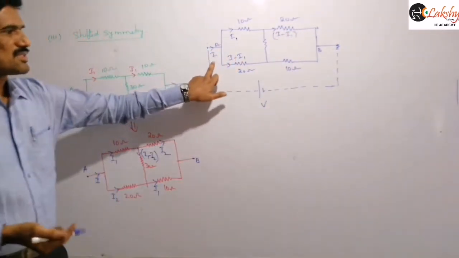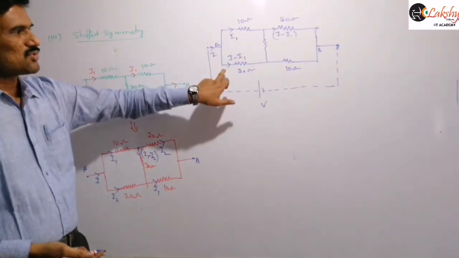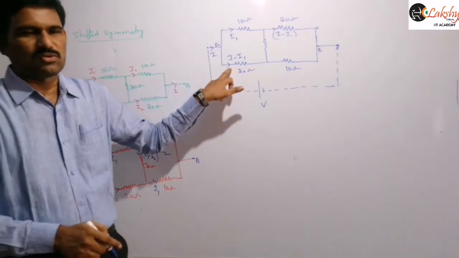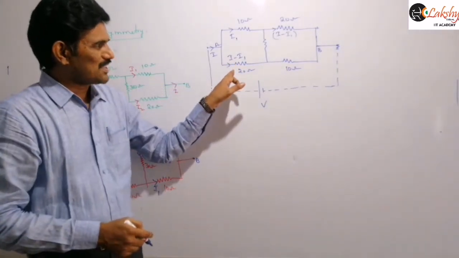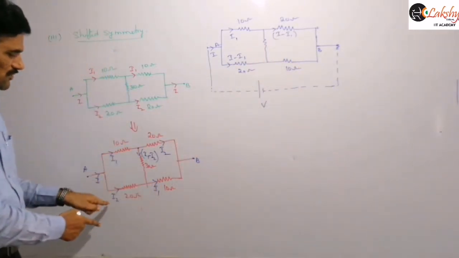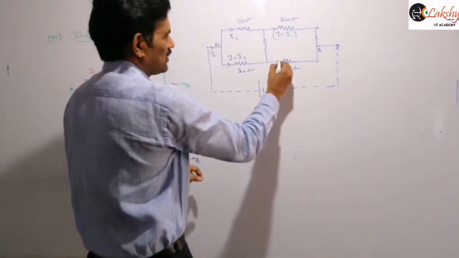Here I is the current entering. So I1 is the current flowing in this direction, and then I am taking this as I minus I1. Further I am reducing the variables here, right? If this is I minus I1, then this current should also be I minus I1. If this is I2, then this current should be I2. Similarly, if this current is I1, then here this current should be I1.